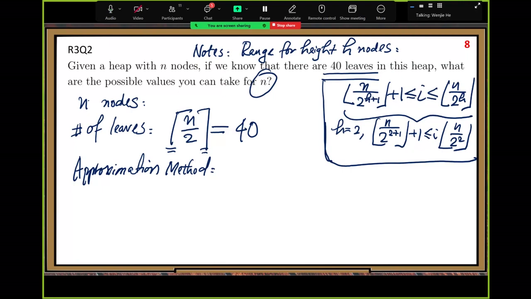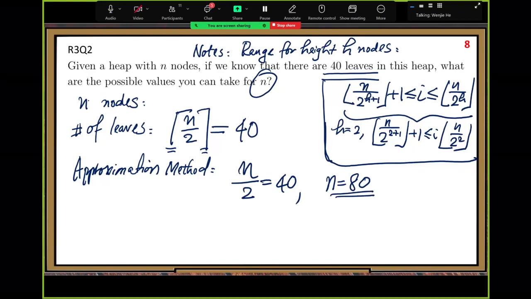If we remove it, we get a function slightly different from the original ceiling function, right? Slightly different, but approximately equal. That's why I say we use the approximation method here. So let's do the approximation like this. Just remove the ceiling. Let's solve this equation first. This equation is very simple. n equals 80, right? So you find the simple solution, 80.